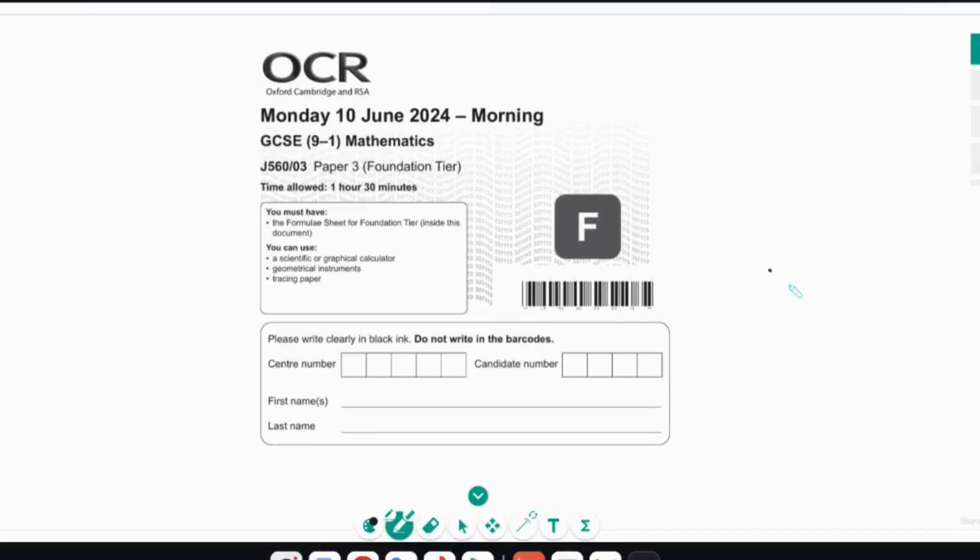This is a walkthrough for the OCR Paper 3 Foundation. It's from June 2024 and it is a calculator paper.